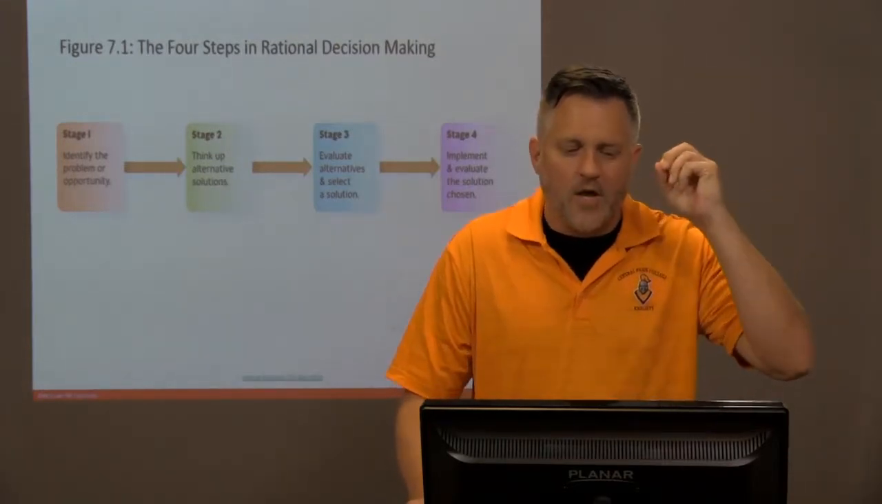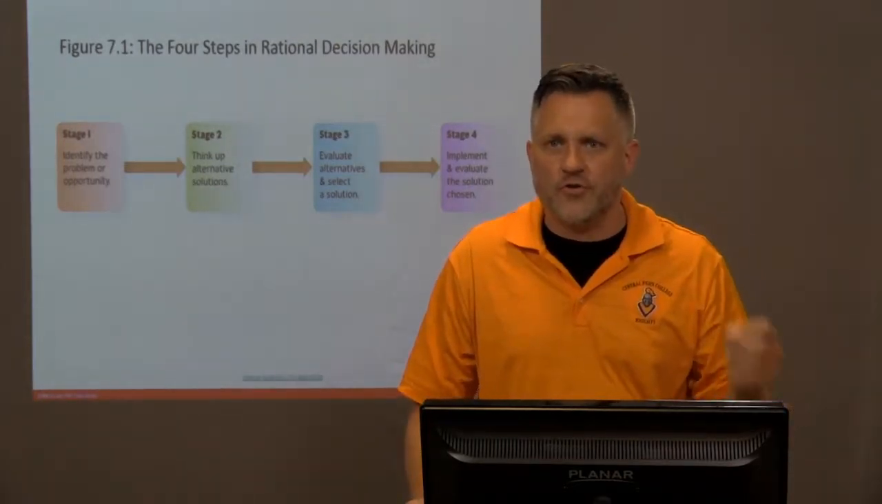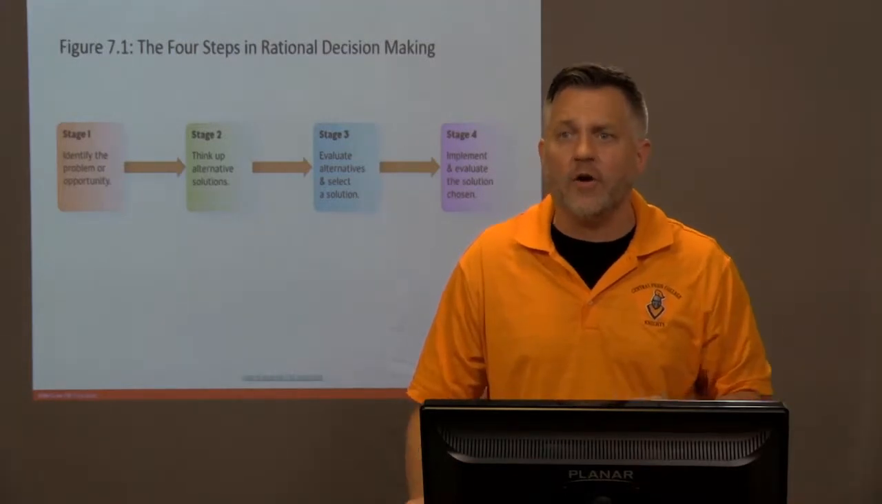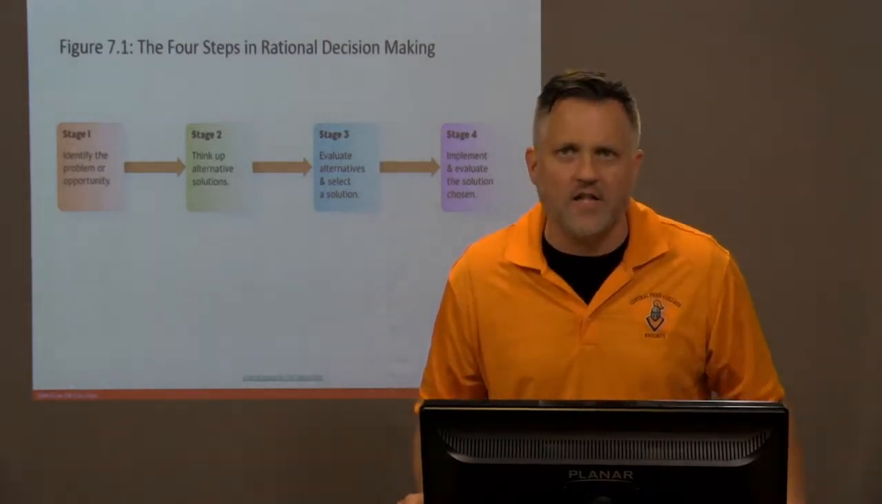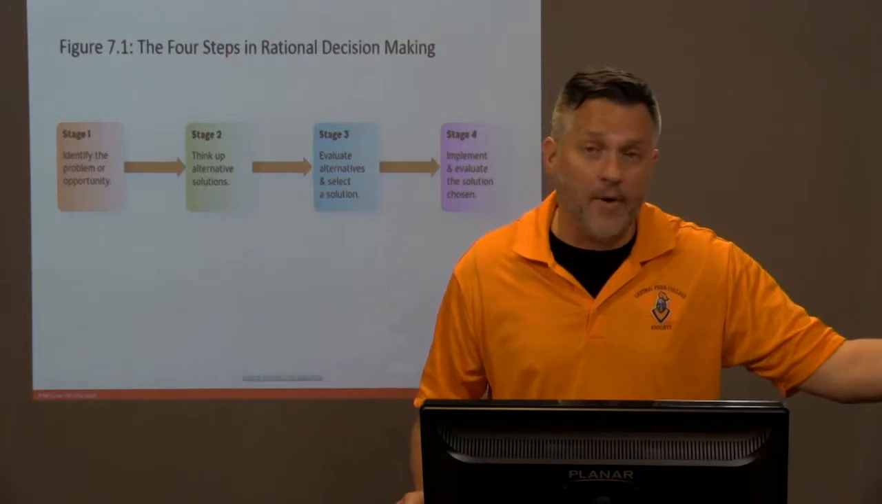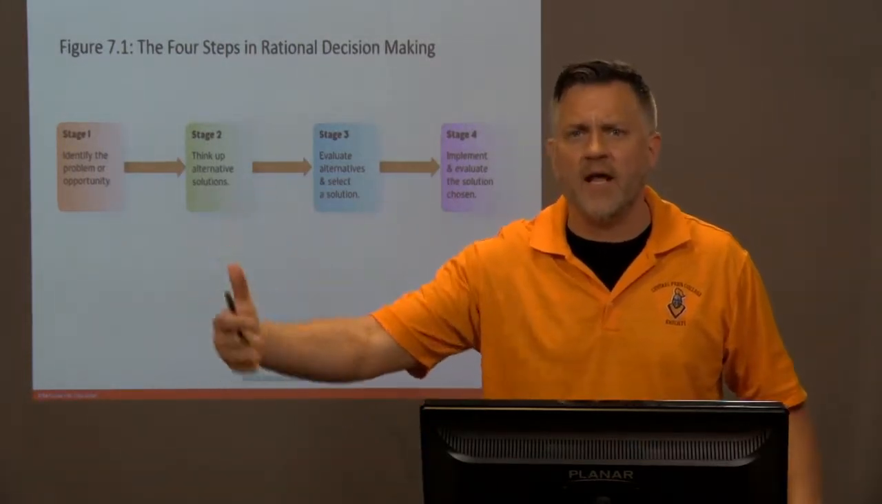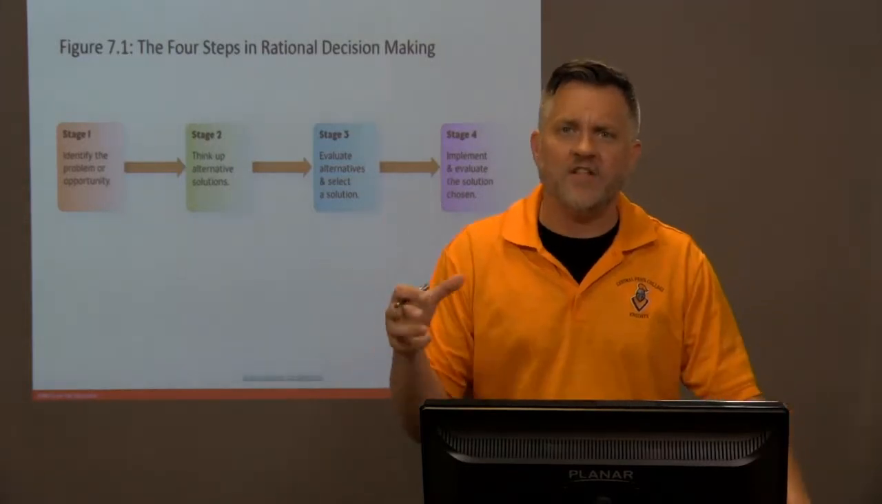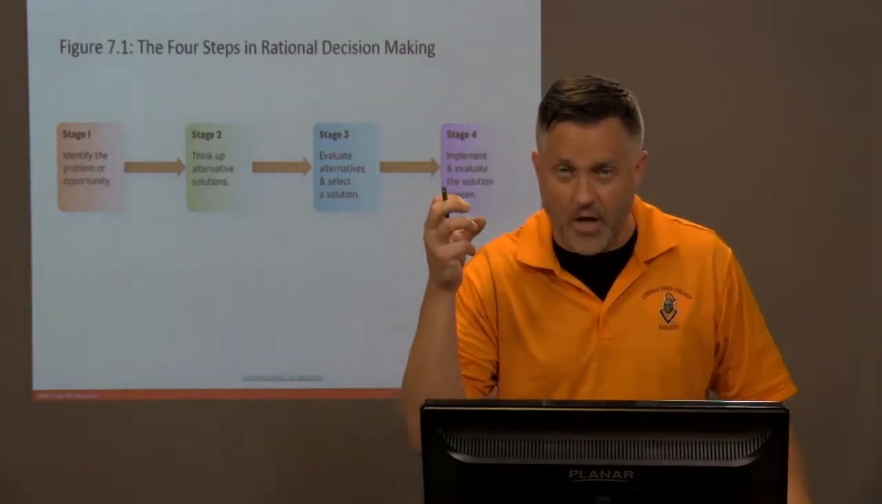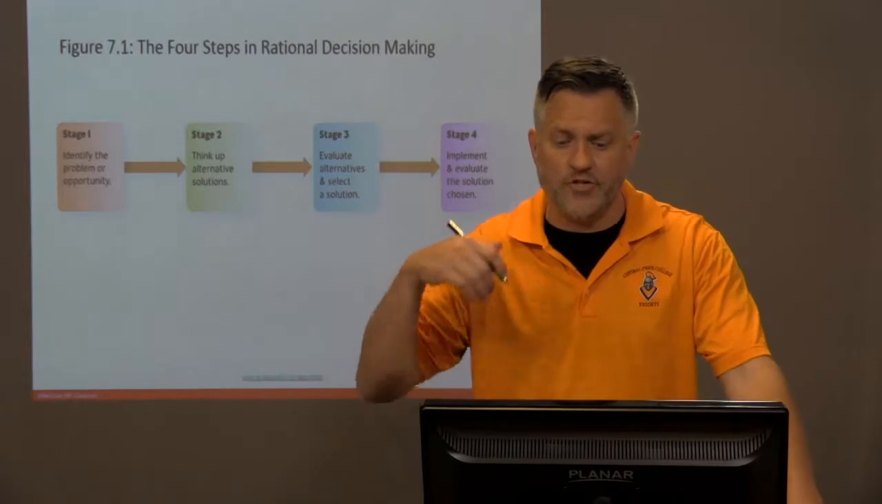We have to think about alternative solutions. So how many alternative solutions are there? How do we know when we've exhausted that list? How do we know when we've passed up on a good solution in order to look for another solution? And how much time and energy and money do we invest in that process of trying to come up with all these different alternative solutions?